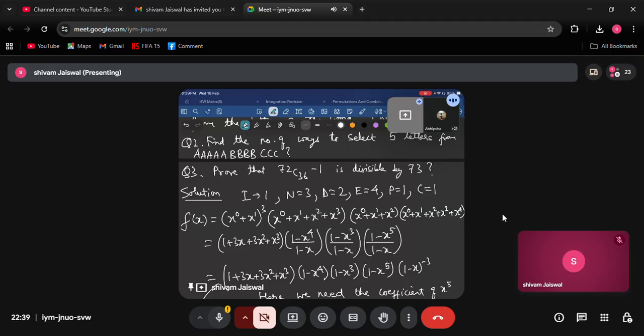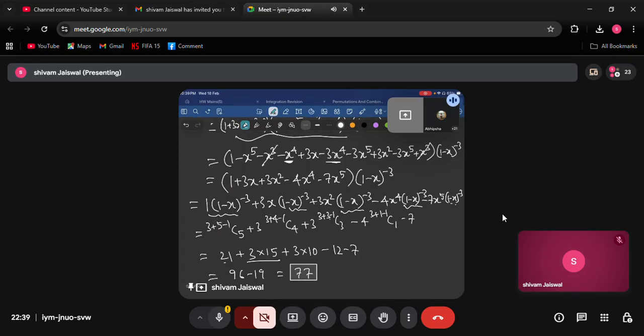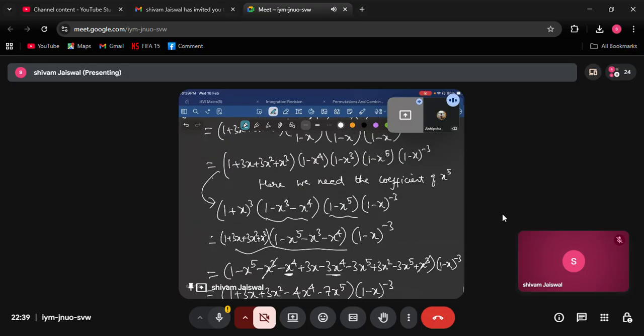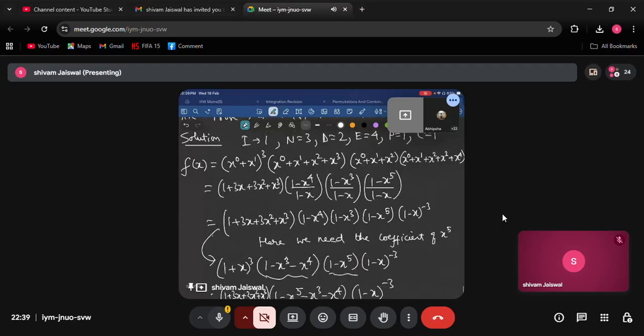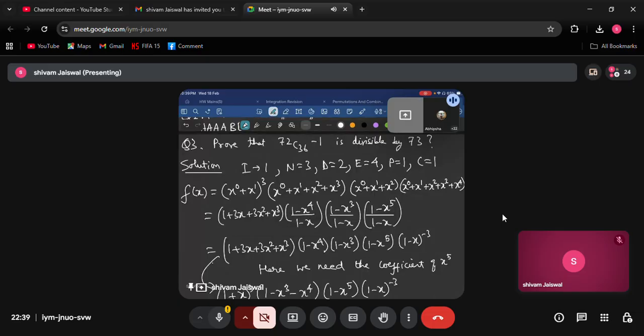Could it be done in a different way? I mean, there is one. We could have done it by selection of identical objects also. This became a bit lengthy. If we would have done 1 minus x squared upon 1 minus x whole cubed, would it be easier? Okay, I'll see it later.